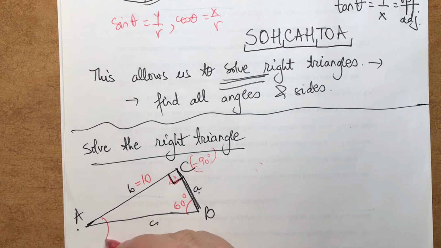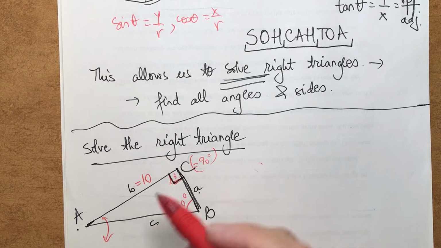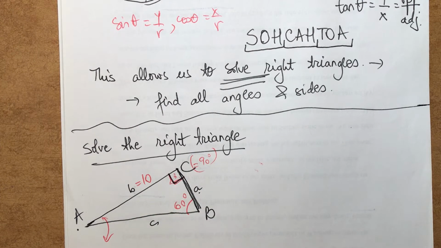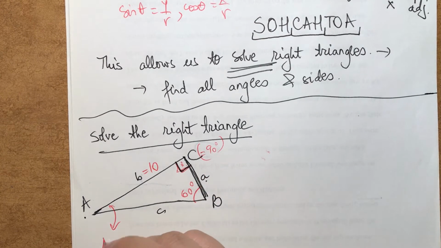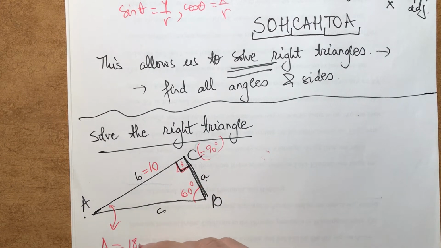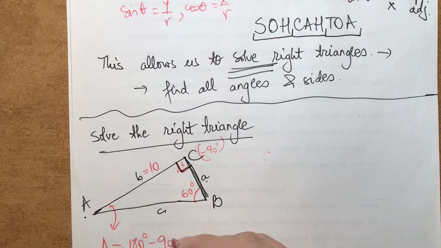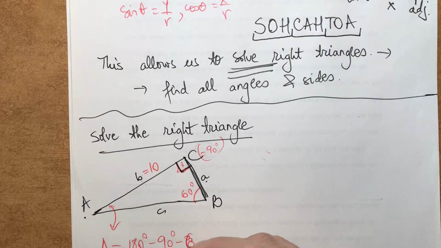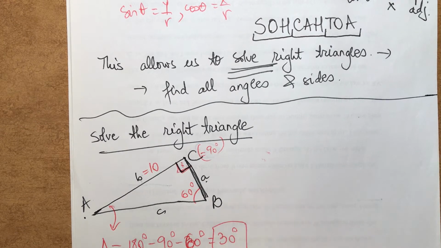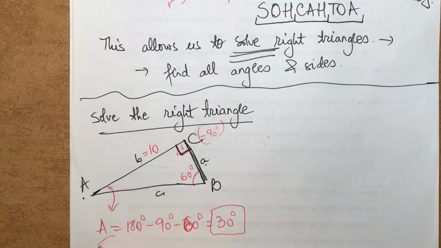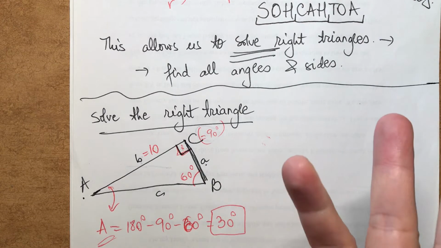Well, easily, since this is a triangle, the angles in a triangle add up to 180. So angle A easily is 180 minus 90 minus 60. I'll write it out, of course, you don't have to do that. But angle A clearly is 30 degrees, right? Easily done. Two angles in a triangle, you can find the third one.